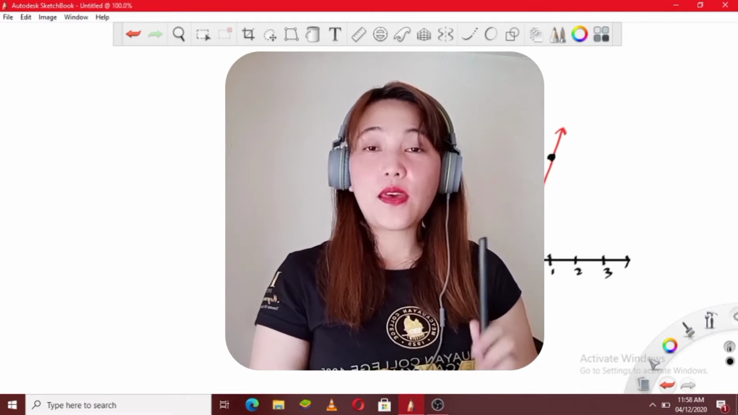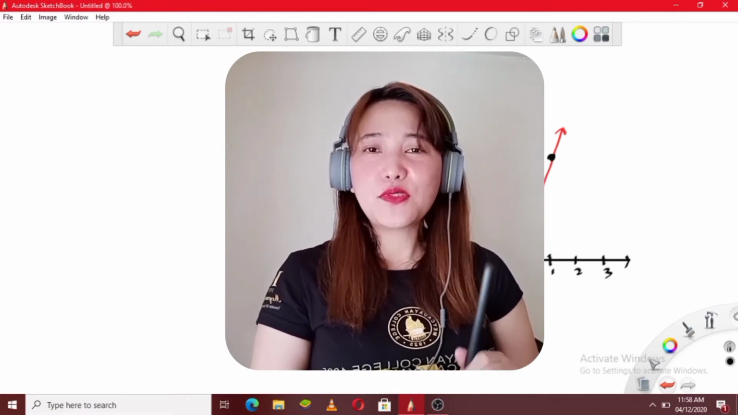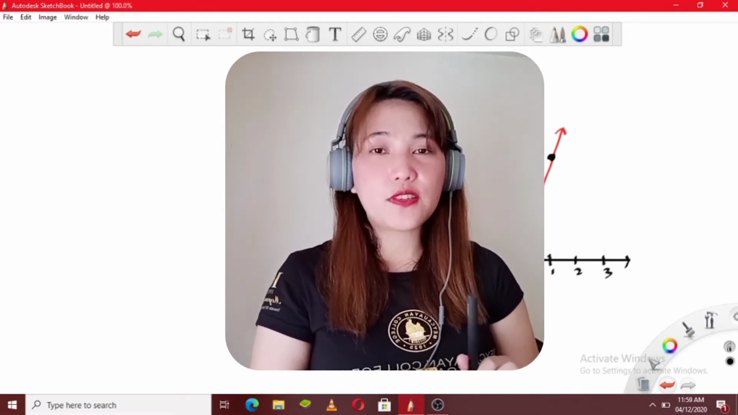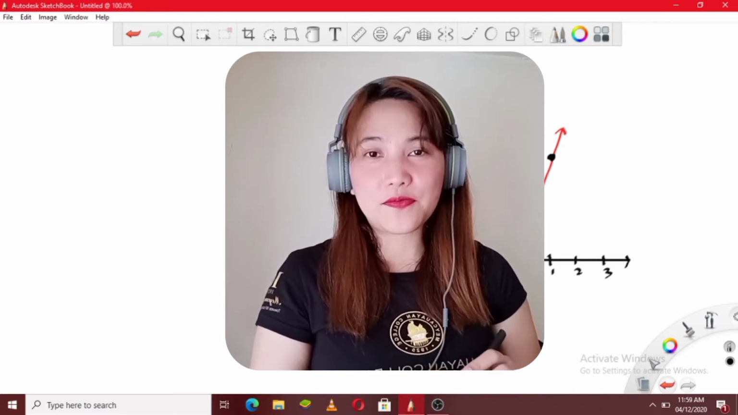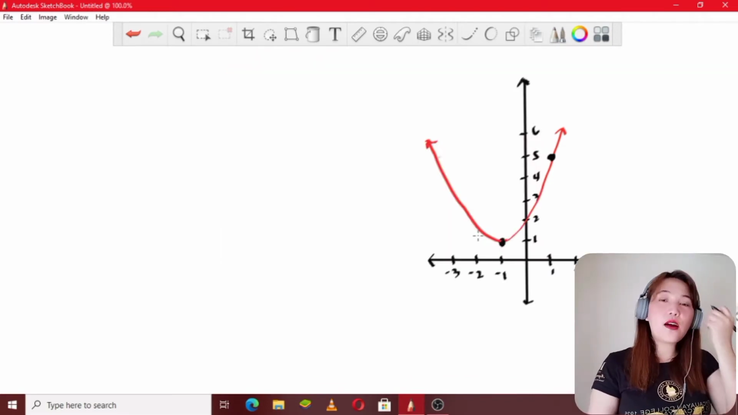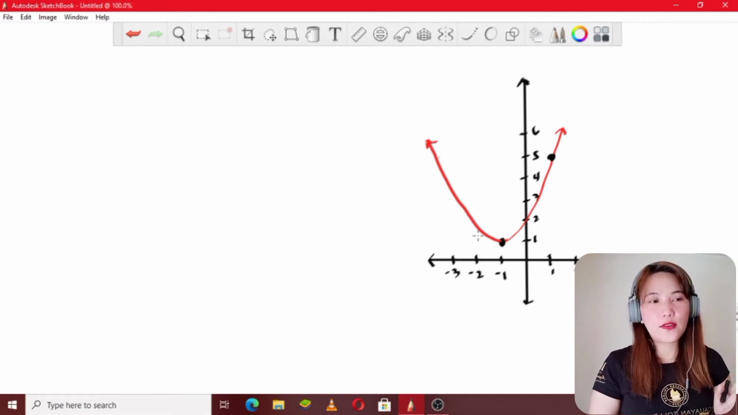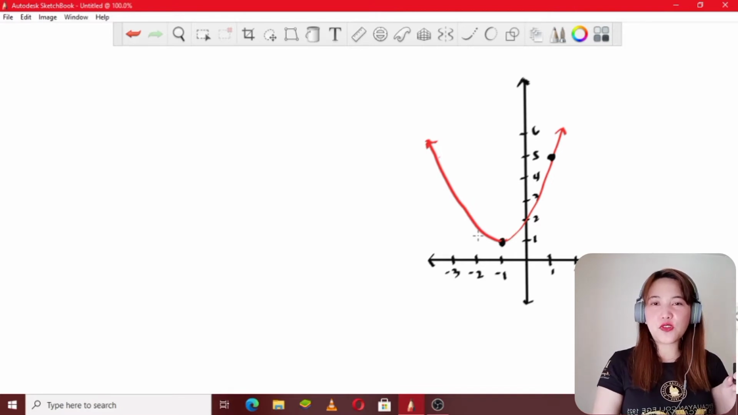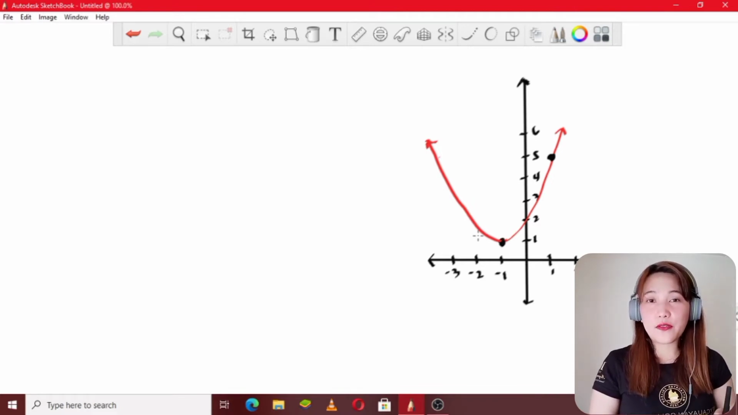In this video, I am going to discuss how to identify the quadratic function given its graph. So as you can see on our screen, we have here the graph which is a parabola. So i-identify natin anong quadratic function ang may ganitong klaseng graph.